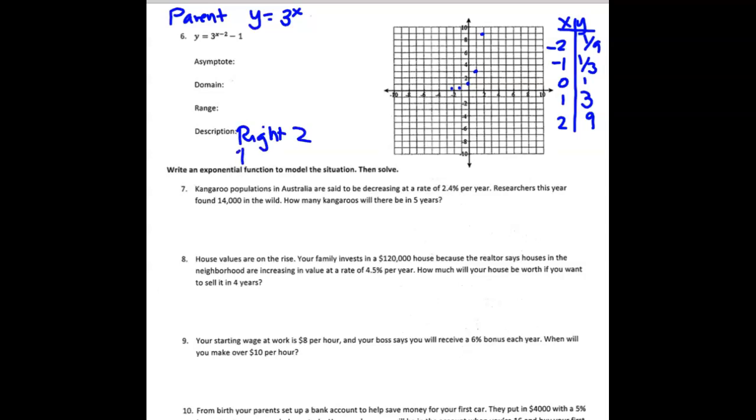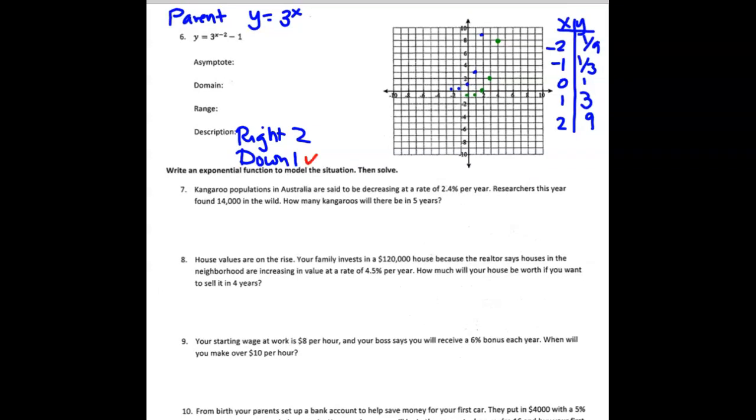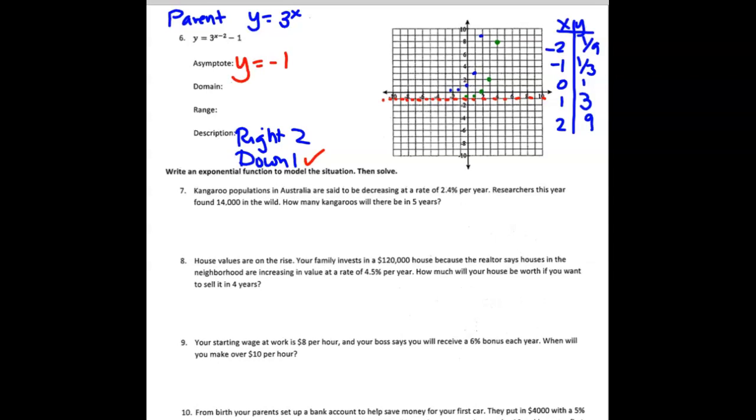then the -1 on the end is going to shift it down 1. All right, so we're going to take all our dots and shift them right 2 and down 1. Okay, and then remember also that our asymptote shifts down as well. So our asymptote is down here at -1. And my graph is going to come down and approach that.